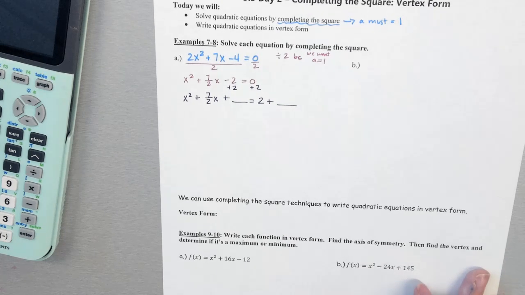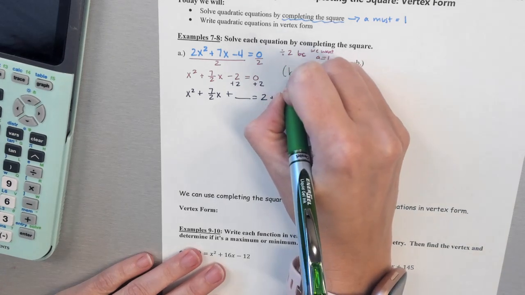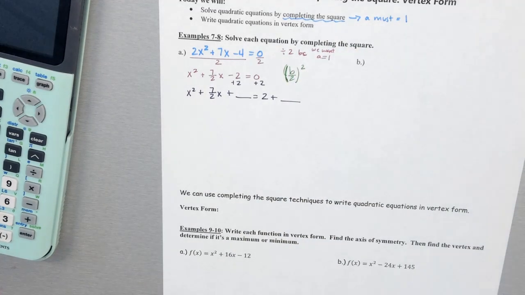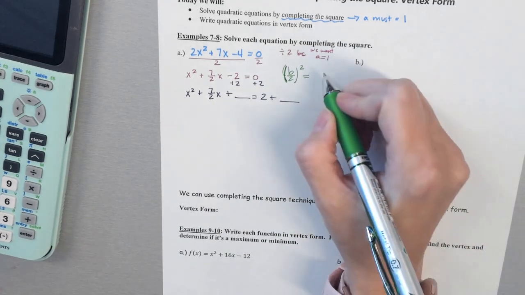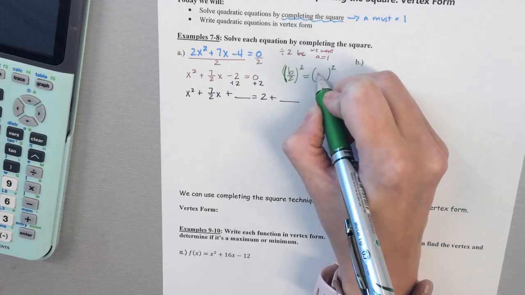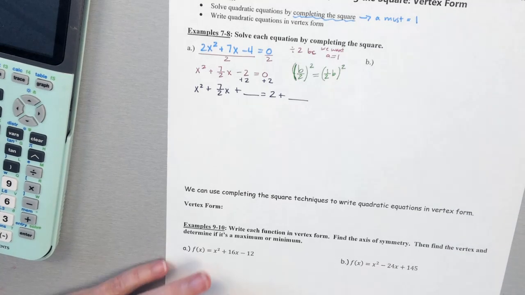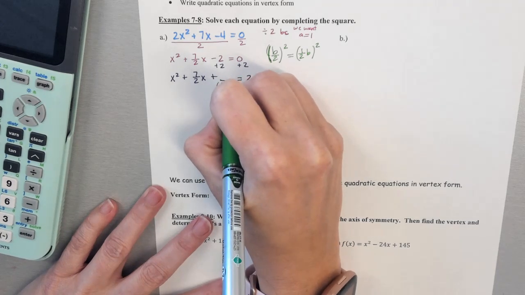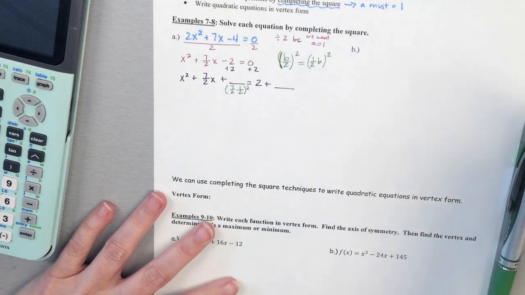Okay, so remember that to fill in that blank, you need to use b over 2 squared. Now, when you have a fraction, it's helpful to also think of it as if you're dividing something by 2, it's like you're multiplying by what? Yeah, 1/2, right? So that's how we're going to do this because we have a fraction. So we're going to multiply 7/2 by 1/2 and then we can square it. So I want you to multiply those two fractions together.